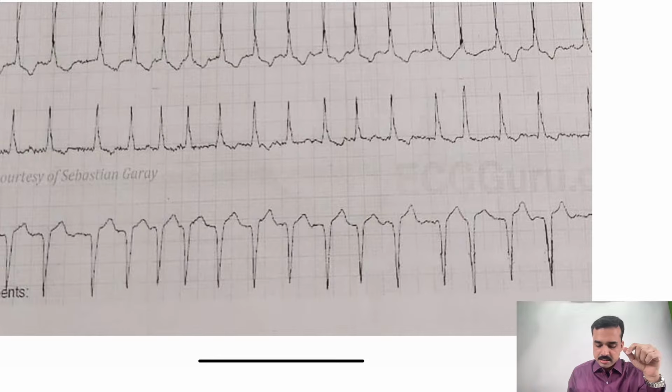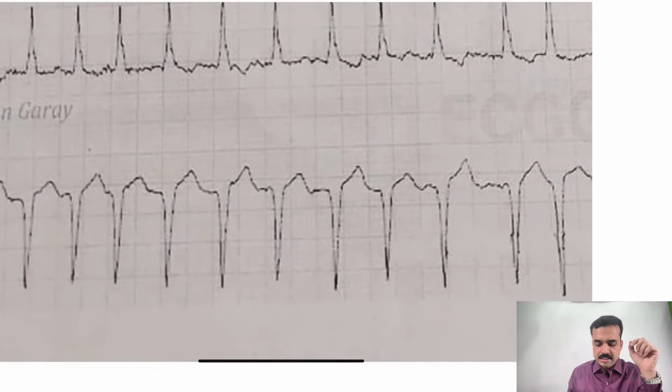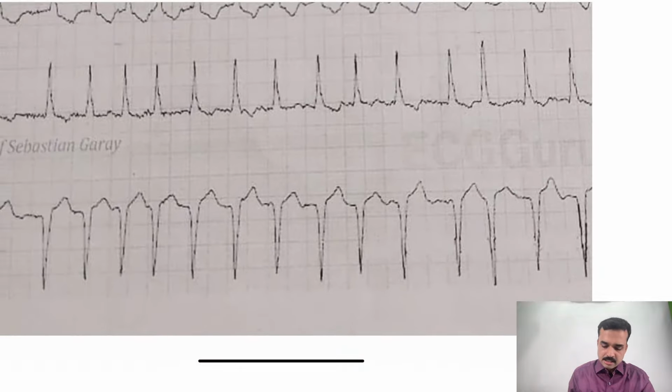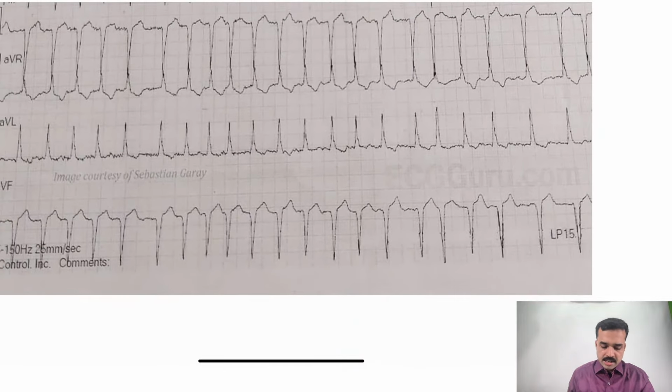What about the complexes themselves? The QRS complexes, they're not exceeding 3 small squares. So this becomes a narrow complex tachycardia. If it's a narrow complex tachycardia, next look at whether the rhythm is regular or not. Do you feel the RR intervals are fixed? Are they similar to each other, or is there a variation? Definitely there's a variation. So that means it's an irregular rhythm.